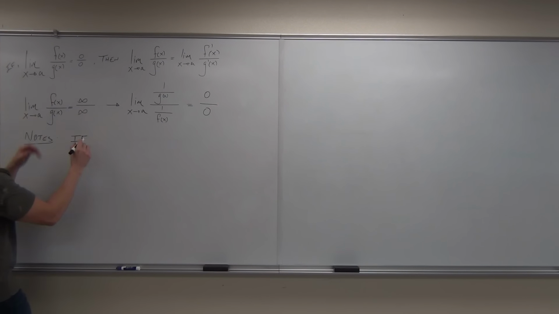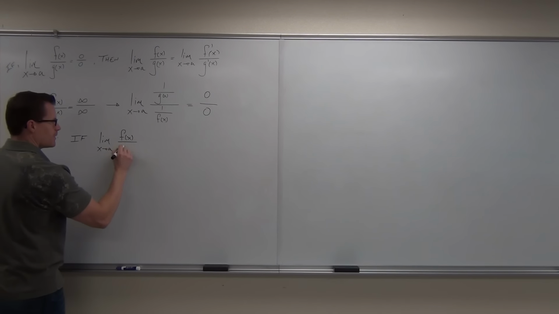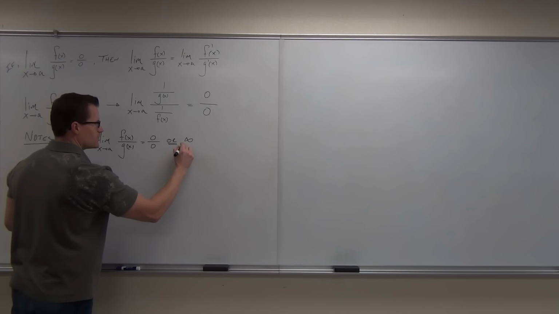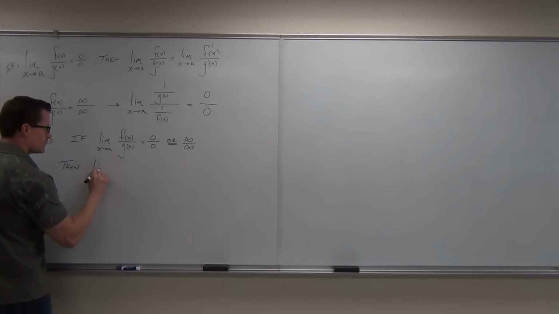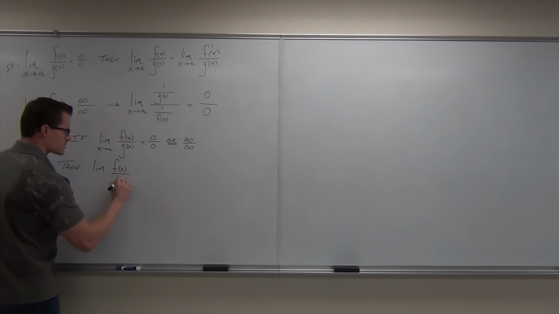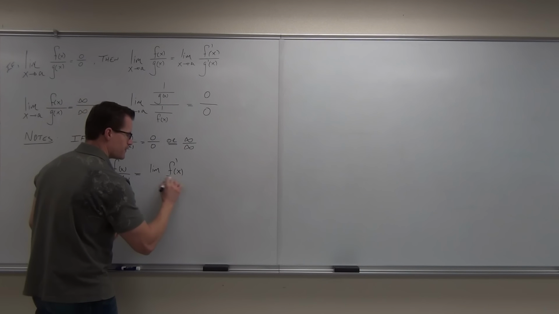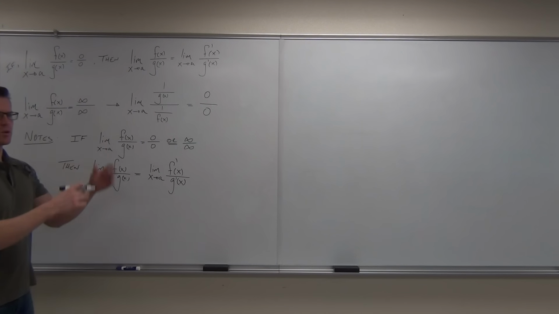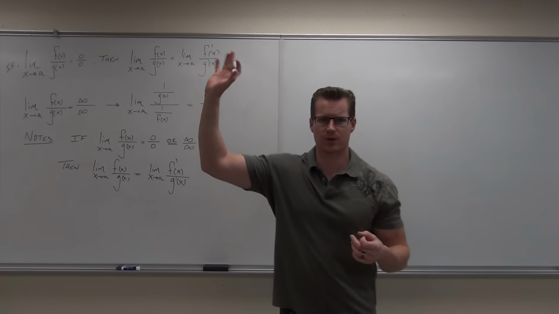I'm just going to rewrite this statement. If the limit of our functions equals 0 over 0, or, now we have a new one, infinity over infinity, then the limit of f of x over g of x as x approaches a is equivalent to the limit of the derivative of f of x over the derivative of g of x as x approaches a. That's the whole thing. That is what L'Hopital's rule says, if you have 0 over 0 or infinity over infinity. Show of hands if you feel okay with this.